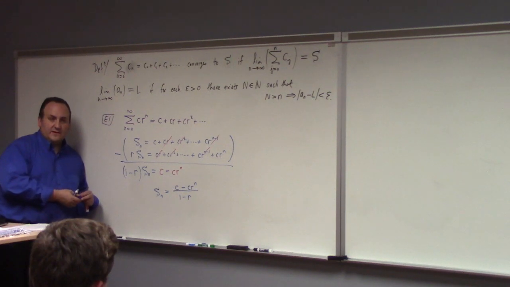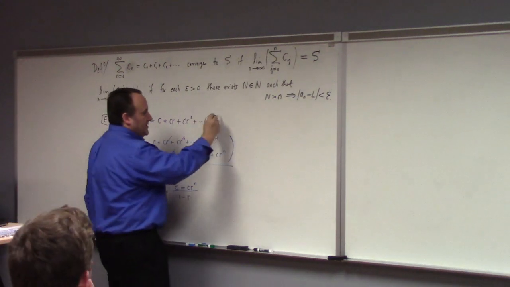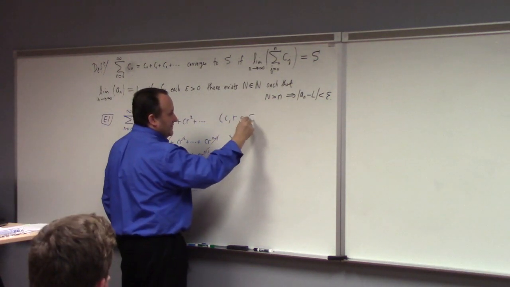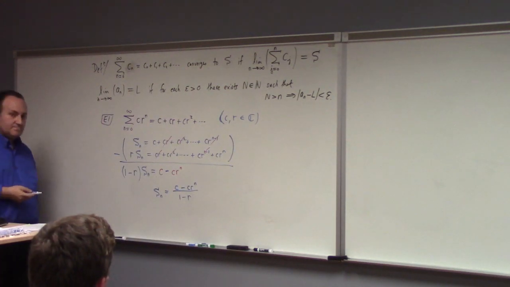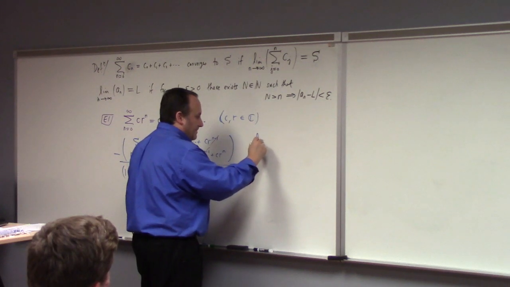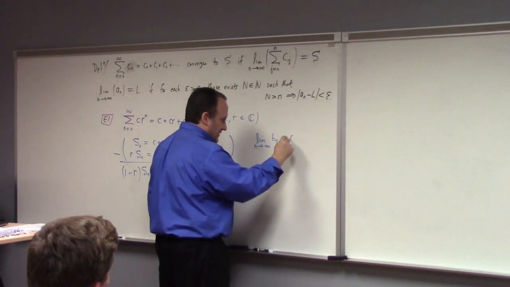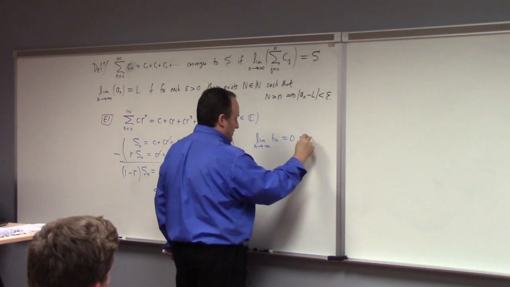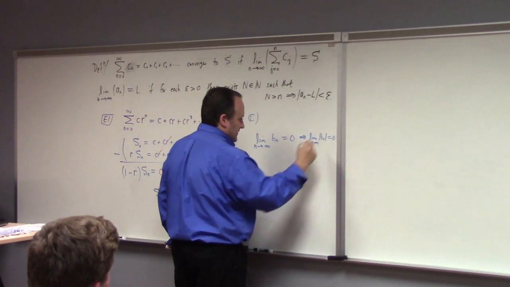What happens as n goes to infinity here? So here, to be clear, I'm letting C and r be complex numbers. This is not Calculus 2, right? Complex numbers. This is a complex series. Okay, so here's the deal. Here's a little theorem. The limit as n goes to infinity of b_n equals 0 implies the limit as n goes to infinity of the modulus of b_n is equal to 0.